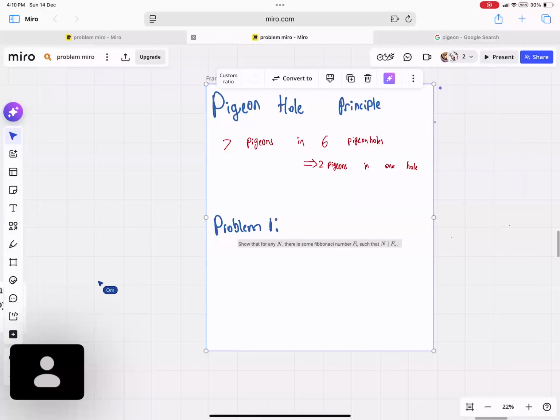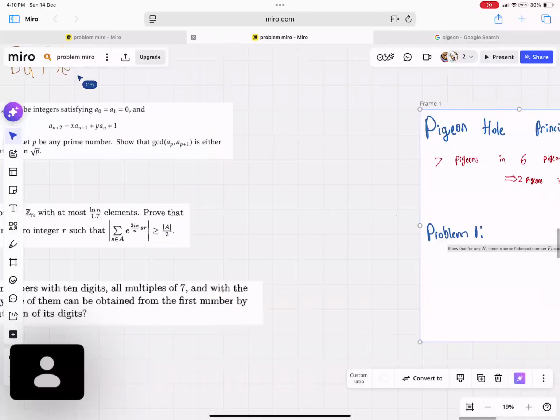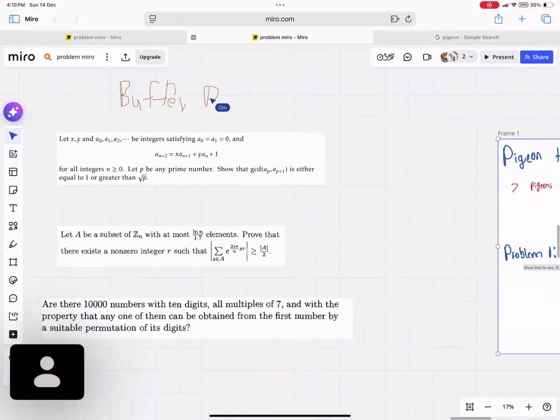So the first thing is something you all may have seen. If you all have, then I don't mind if you tell it. It's a very basic idea. Show that for any n, there's some Fibonacci number that is divisible by n. Actually, if you have seen it, don't tell. You can try one of the buffer problems that the other people tried.